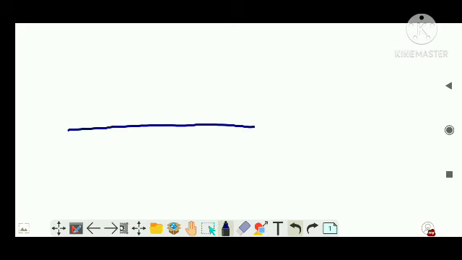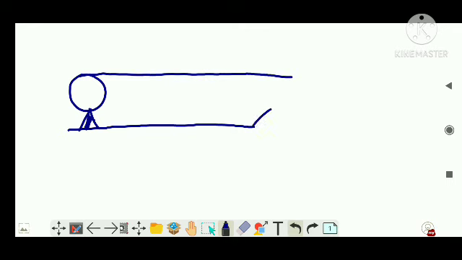This is the surface. Let's say there is a fixed pulley here, and a string is drawn here, and there is a movable pulley. That is, this one is fixed. Let's say both are fixed. That is better. And this is another mass.